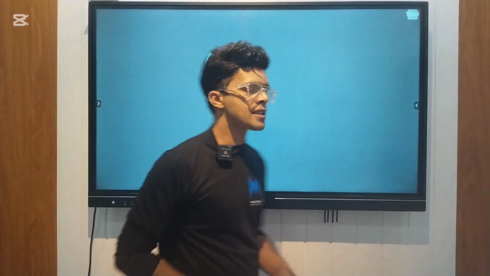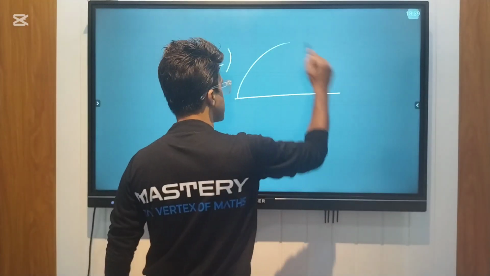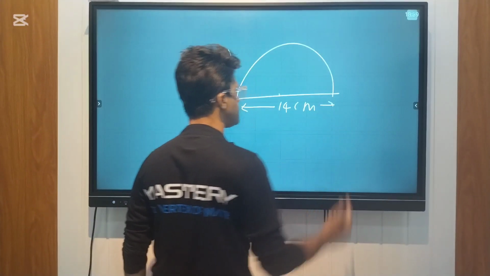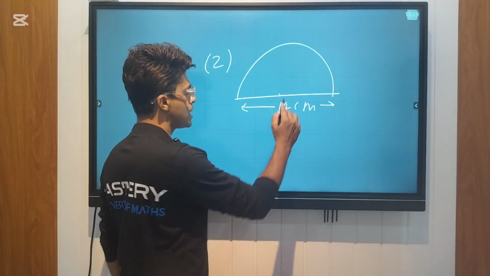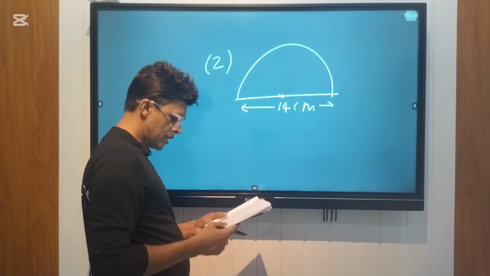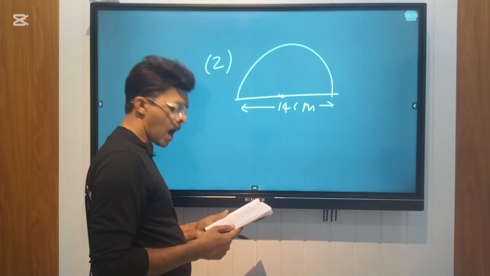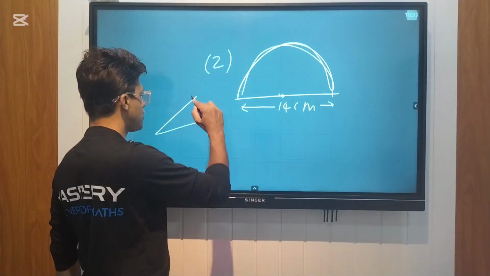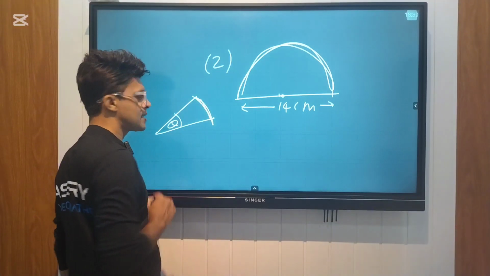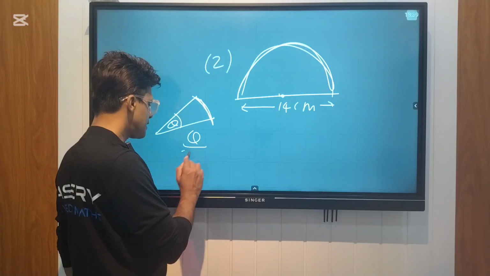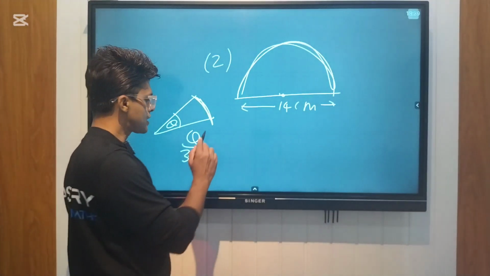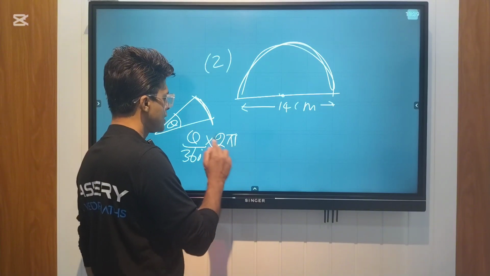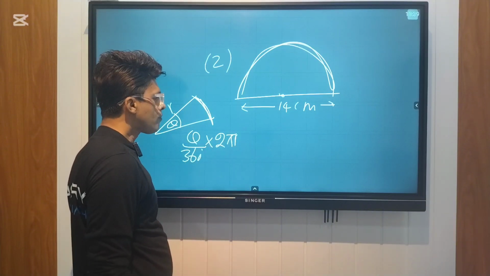In the second question, here is a semicircle, and it has been given the diameter of this semicircle, that's 14 cm. This is the center. We need to find the arc length. Generally, for this type of sector, the angle is theta, and the arc length is theta over 360 degrees times 2 pi r, or pi d. Here, this is r, and this is the arc length.